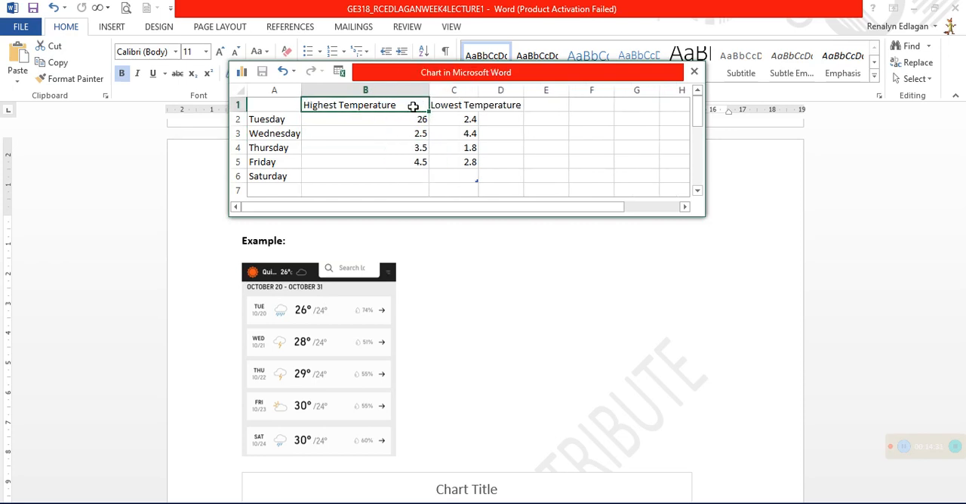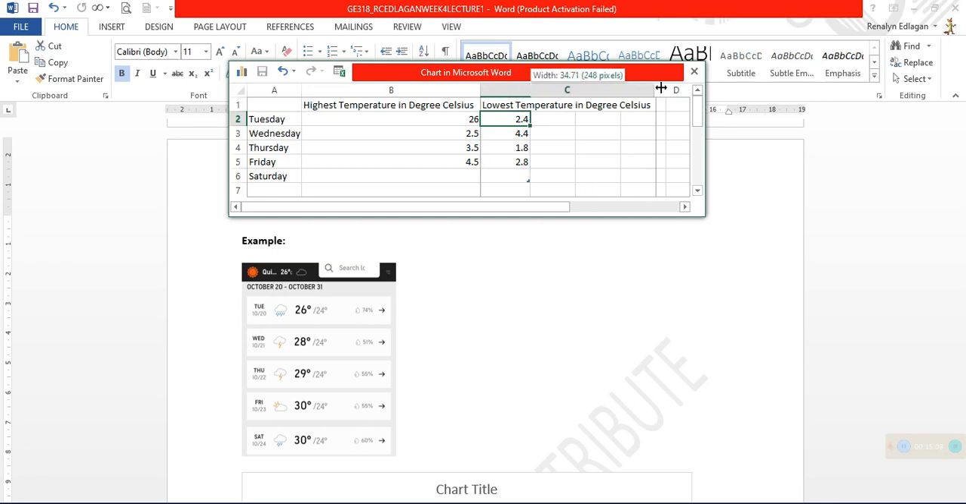Mas i-define pala natin to na maayos. Highest temperature in degree Celsius. Yan. Tapos tong kabila, i-define din natin na mas maayos. Gawin natin siyang lowest temperature in degree Celsius. Ayan. Para mas well-defined.